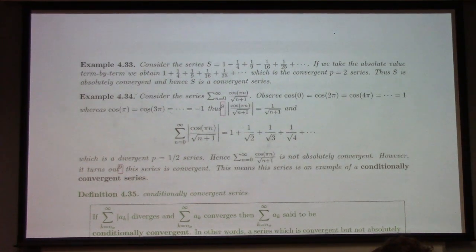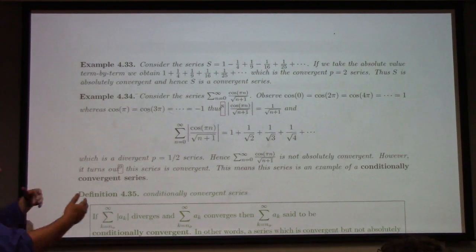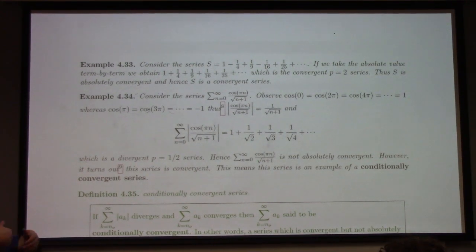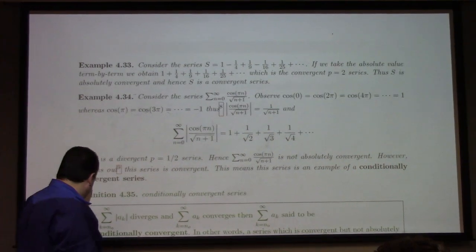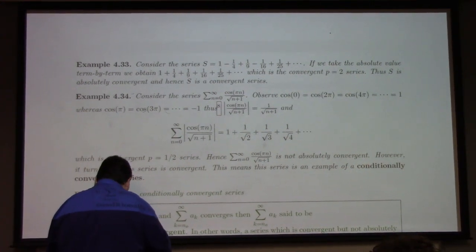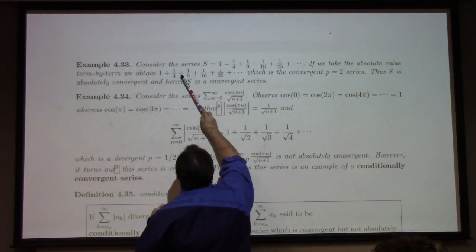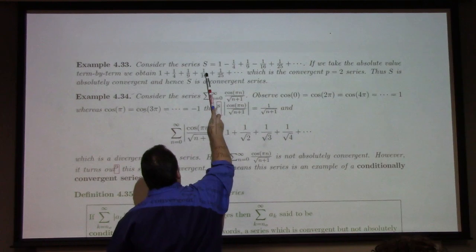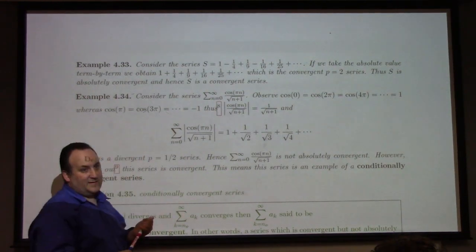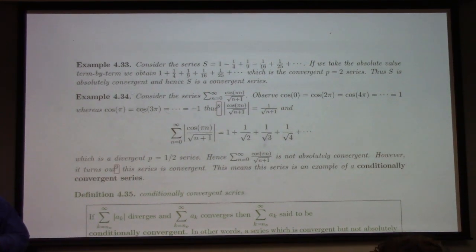Here's an example. Suppose you've got 1 minus a quarter plus a ninth minus a 16th plus a 25th, and so forth and so on. This is what's called an alternating series: plus, minus, plus, minus, plus, minus. Well, if you take the absolute value of that alternating series, what happens? If we take the absolute value term by term, we get 1 plus a quarter plus a ninth plus a 16th plus a 25th, which is, again, the p equals 2 series.